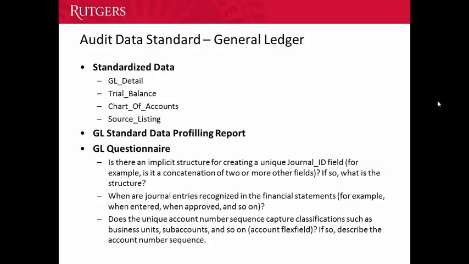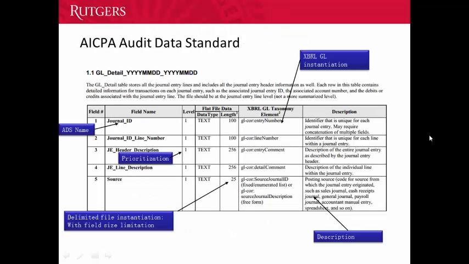At last, it also provides a GL questionnaire. This set of questionnaires helps auditors to better understand the data they are using. For example, it asks, is there any implicit structure for creating a unique journal ID field? If so, what is the structure? Let's take a deeper look at the tables in GL ADS.